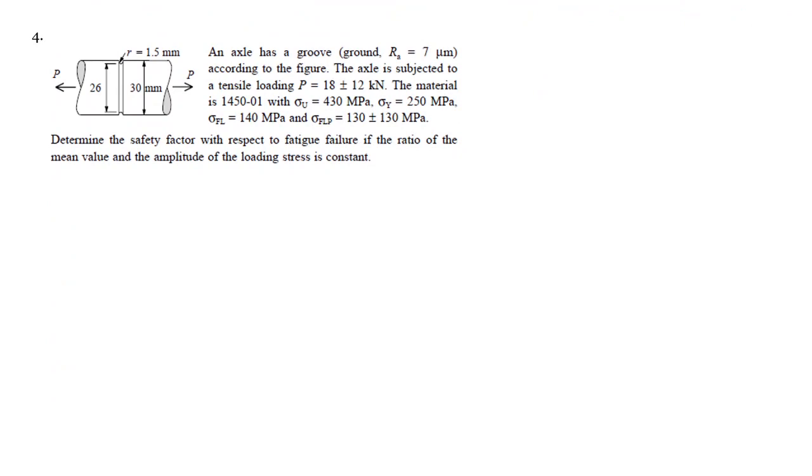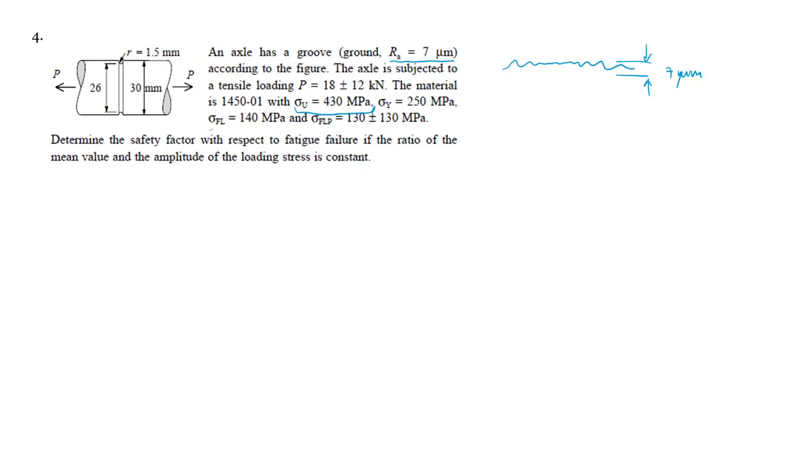4. An axle has a groove. An axle is ground, so that's the surface, and we're not going to use it, but it's measuring just the surface roughness, 7 micrometers, so that's small, just to see the difference in the surface. We're not going to use that. The axle is subjected to a tensile loading P, 18 plus or minus 12. The material is this material. We will use only this.